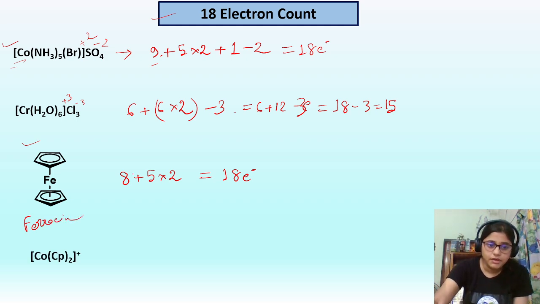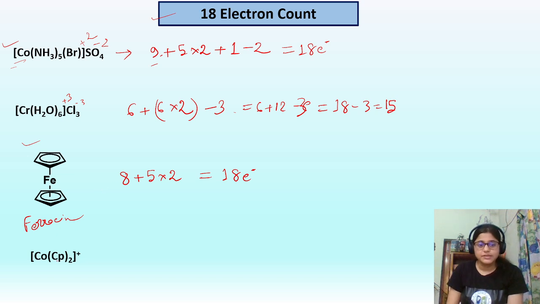now one thing, Cp means this one is Cp, this one. Okay. So we know that here the contribution is 5, and cobalt we have taken previously, it is 9, right?